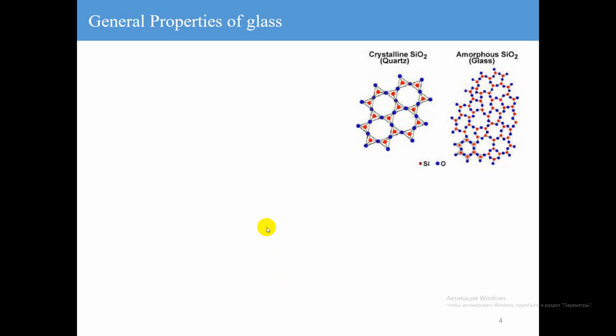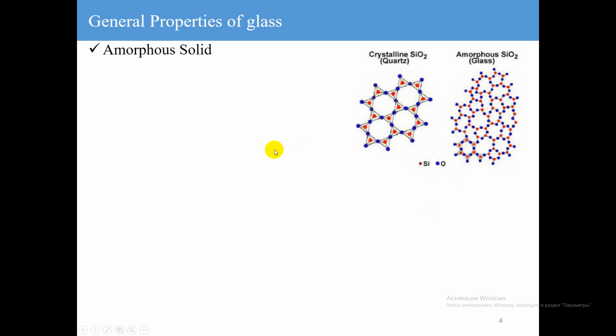General properties of glass. On this picture you can see a crystalline quartz, silica, and amorphous silica. Silica and oxygen. So this is a quartz, this is a glass.